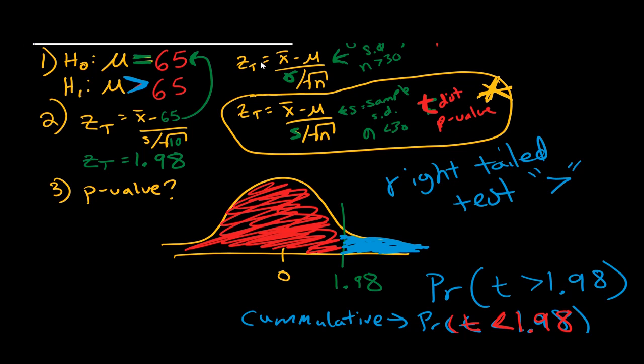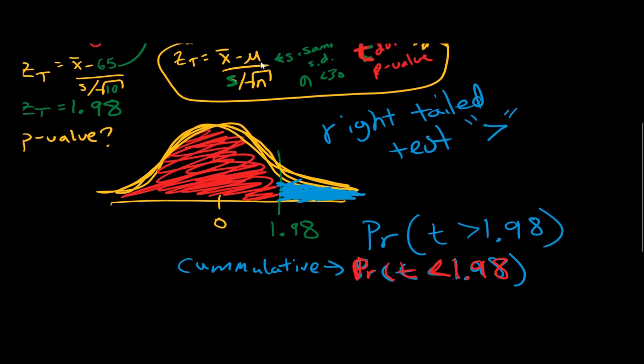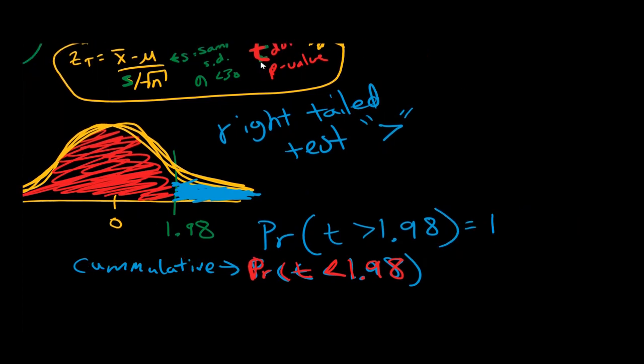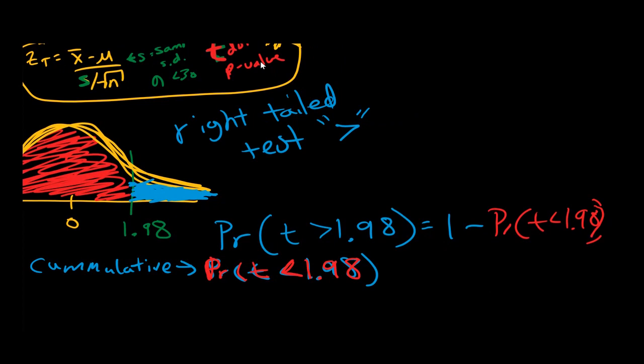So if I want the area that's in blue, what do I need to do? Remember, the total area under the curve is 1. So the probability that t is greater than 1.98, that blue probability, equals 1 minus this red probability, the probability that t is less than 1.98.